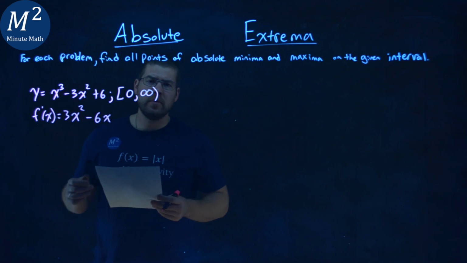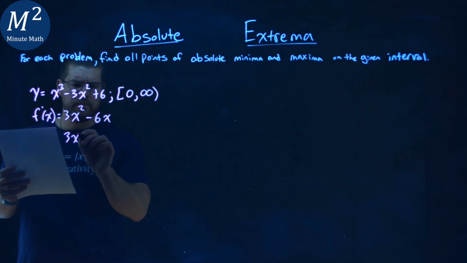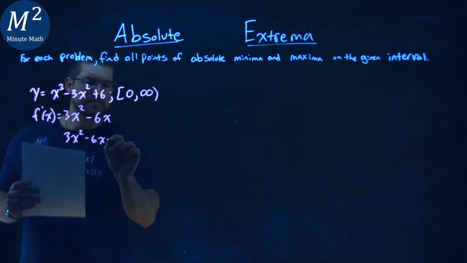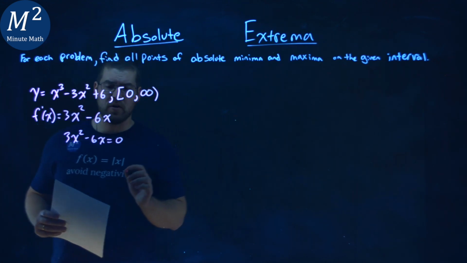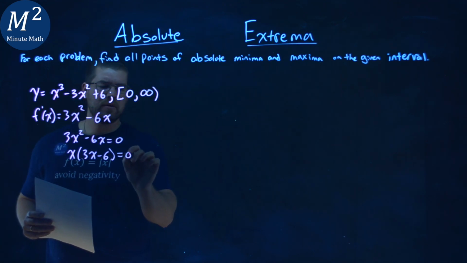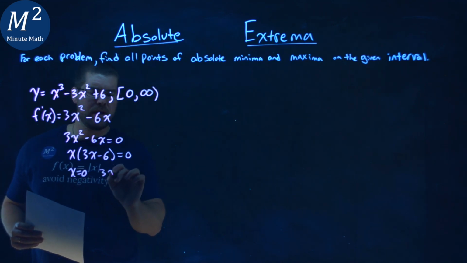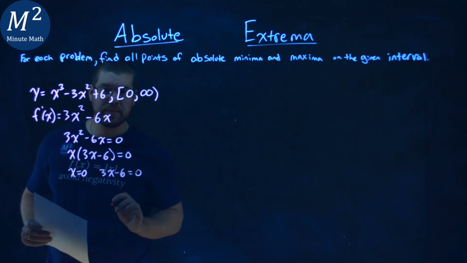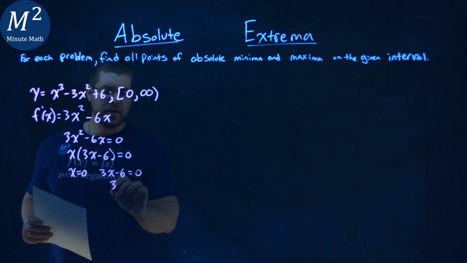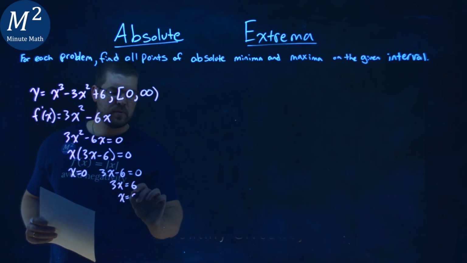We take this derivative and we set it equal to 0 to find our critical values. So 3x squared minus 6x equals 0, and let's solve. Well, I can pull out an x here, and I have x times 3x minus 6 equals 0. Set both parts equal to 0: x equals 0, and 3x minus 6 equals 0. Add a 6 to both sides, 3x equals a positive 6, divide both sides by 3, and x equals 2 here.